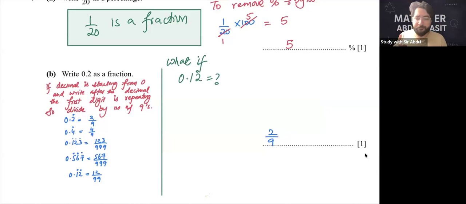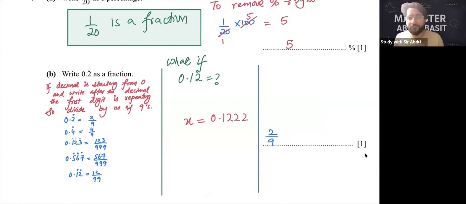Okay? First step, अब आप लोगों को, this is the right time to learn some shortcuts. So let's do that. Let x is equal to 0.1222, 2 is repeating. How many digits are repeating? Only one digit is repeating and it is repeated 3 times, but it is technically repeating infinite times. Agree? So multiply both sides by 10. So it would be 10x is equal to 1.2222. Do you agree with me or not?